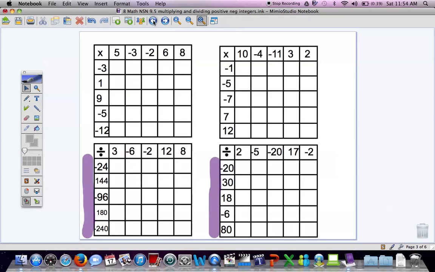Let's take a look at this one right here for division. And when you do the division, always start with the number in the column, and you're going to be dividing by the numbers in the rows. For example, it's negative 24 divided by 3, and the quotient will go right here. Then it's 144 divided by 3, and the quotient goes right there, and so on.